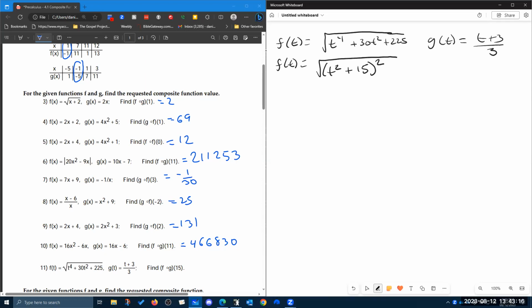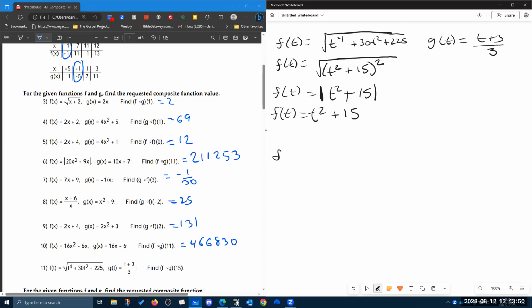So when I have something squared on the inside and the square root on the outside, that's the same thing as the absolute value of t squared plus 15. That would always be something positive, so I don't really need those absolute value bars. So that's going to be the same as that. That's going to make my life easier to simplify the equation down a little bit before I get started.